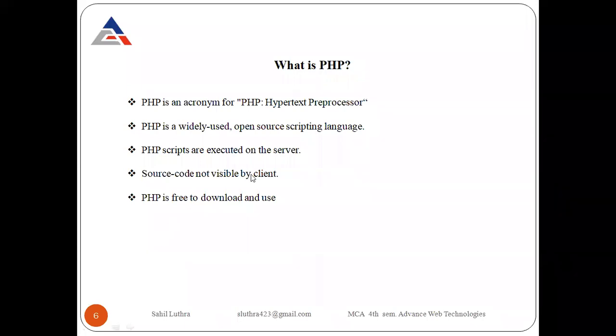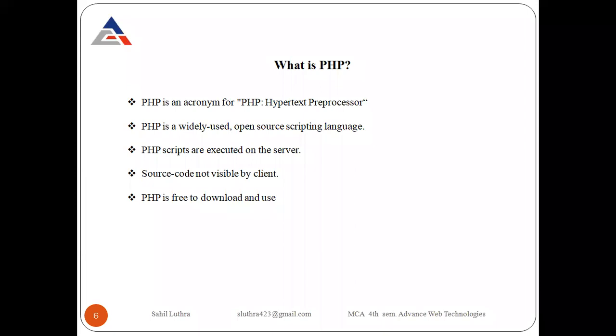After that, the next one is source code not visible by client, which means that the code or the program that you write is not visible to the client. The thing which is visible to the client is output, which is going to change time by time. If you open the output the first time, then the look is one thing, but if you open it a second time, then it will change. That's why it is called dynamic web pages, or PHP is called a dynamic website.